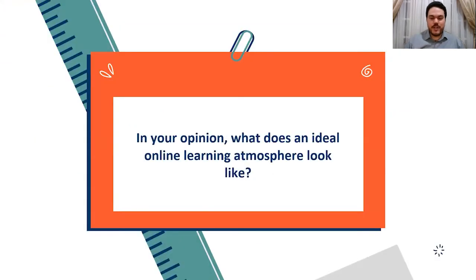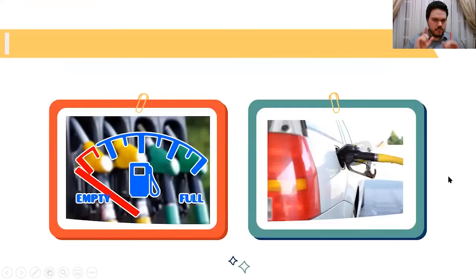Let's take a look at this question on our screen right now. It says, in your opinion, what does an ideal online learning atmosphere look like? So think about this for a moment. Maybe this includes your students feeling comfortable, feeling happy to be there. Maybe it includes your students participating. Maybe you having a great time in your class as well, right? So there's a lot that we can talk about when it comes to an ideal online learning atmosphere. So let's keep going. We're going to address that question again in just a moment.